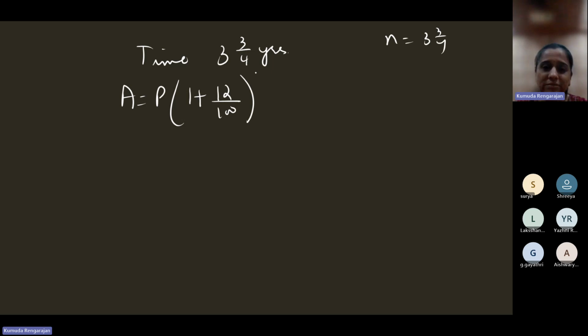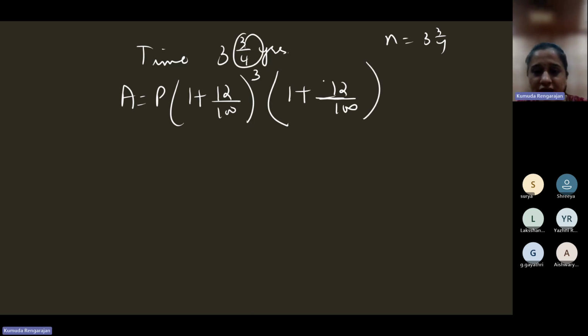So what you do, you take power 3 here and then open a bracket 1 plus, again R by 100, which will be 12 by 100. Now this fraction you multiply here. Don't take any power for the second bracket. Whatever the fraction is, multiply that with the rate here. That's it.